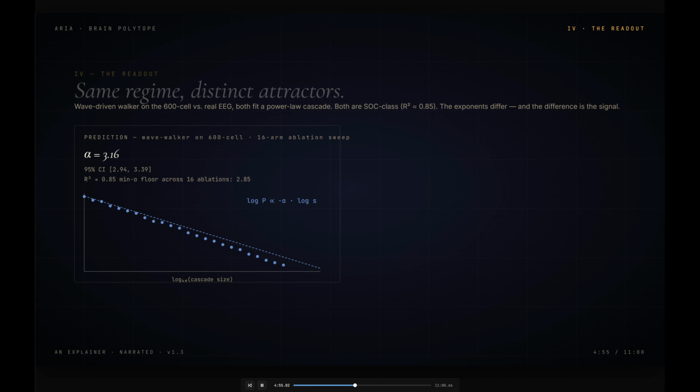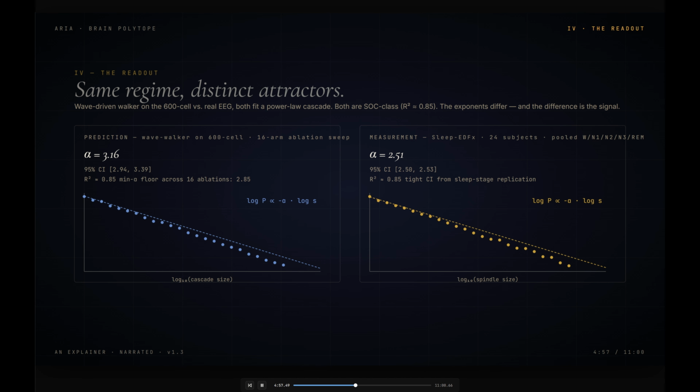The first major readout is criticality. A wave-driven walker on the 600 cell produces a power law cascade.